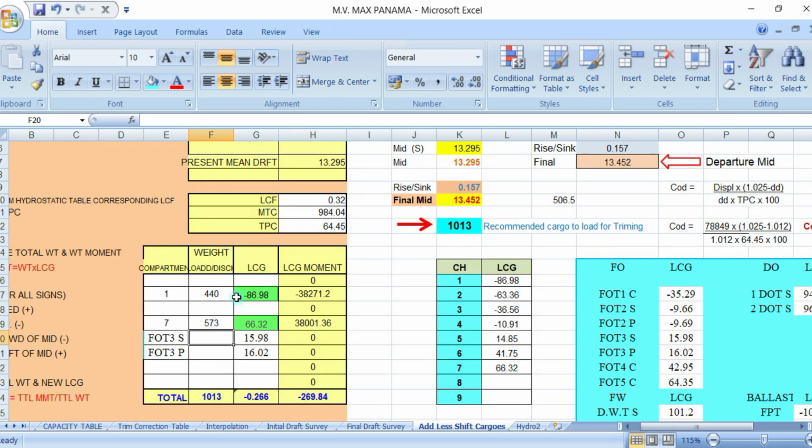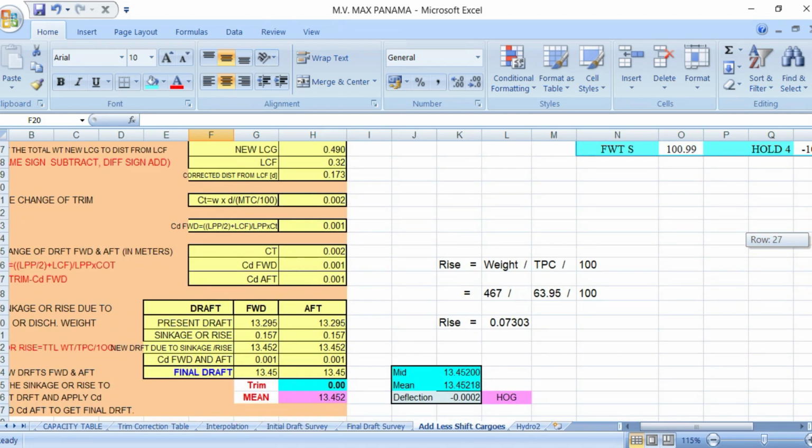Let's say you take 5. 435. 578. So you have now even keel. So you have 30.45 forward, 30.45 aft, and your mid will be 30.52, which is even keel and zero deflection.